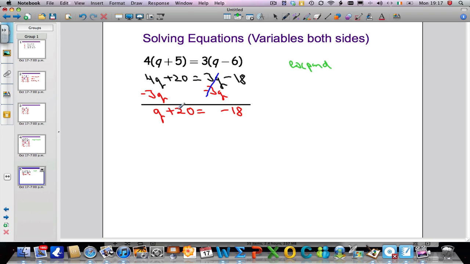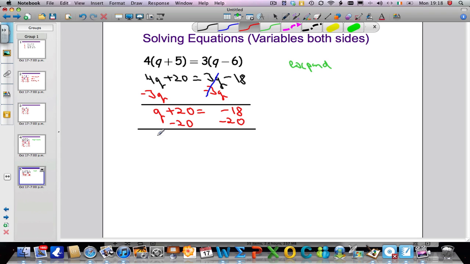Next step, I've got to get rid of that 20. In order to get rid of that 20, I have to take away 20. 20 take away 20 is 0. But what I do to the left hand side, which is everything left of the equal sign, I must do to the right. So I'm going to take away 20 here as well. Again, let's draw the line in just so we can keep everything nice and neat.